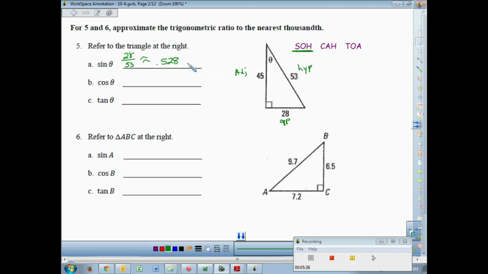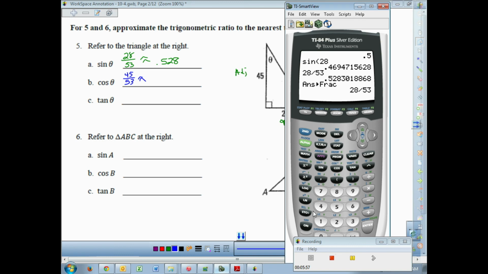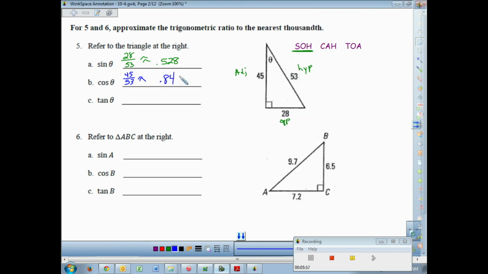Cosine of theta. Theta hasn't moved. It's adjacent over hypotenuse. What is adjacent over hypotenuse going to be? 45 over 53, which is about, we got to punch that in, 45 divided by 53. Math, enter him real quick just to see if that reduces. Did it reduce?